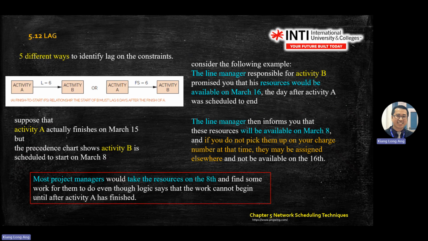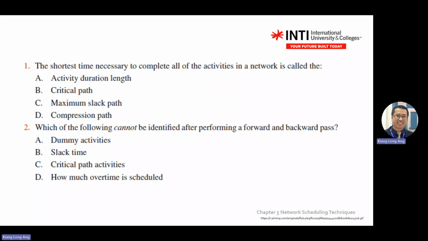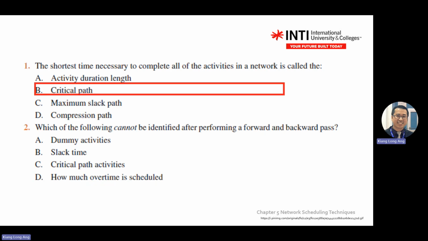This one you read. Okay, so this is a small quiz to sum up this chapter 5. The shortest time necessary to complete all activity in a network is called what? Critical path. Which of the following cannot be identified after performing forward and backward pass?